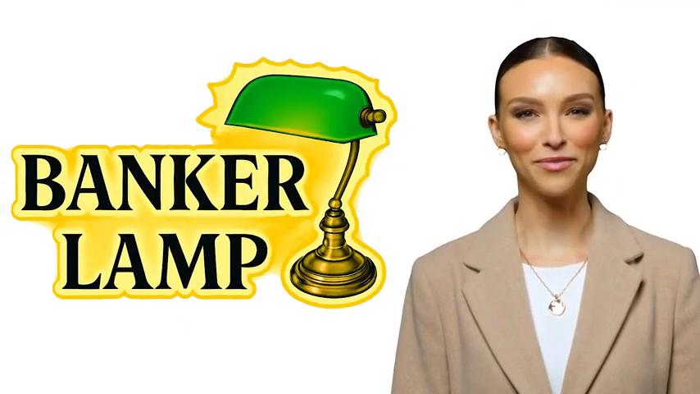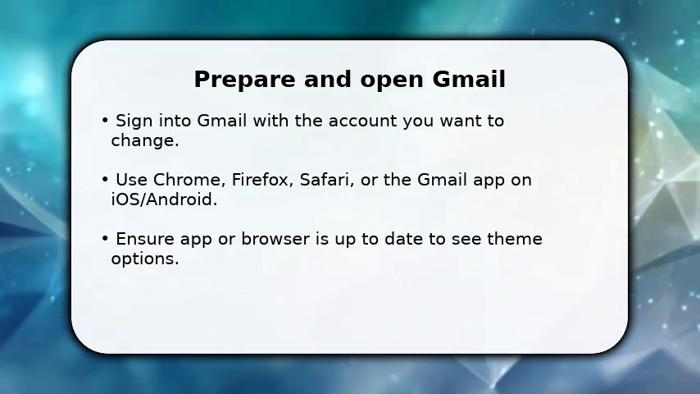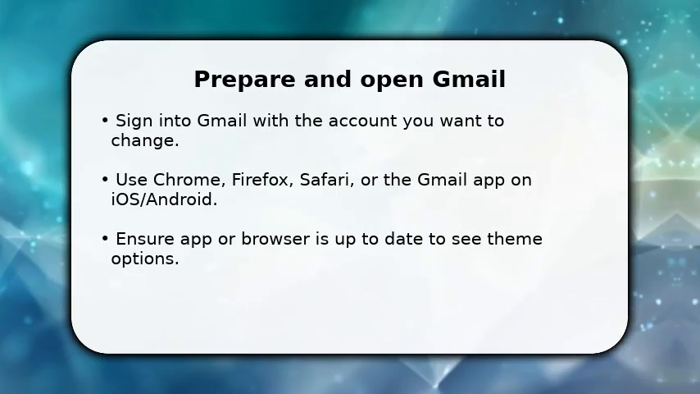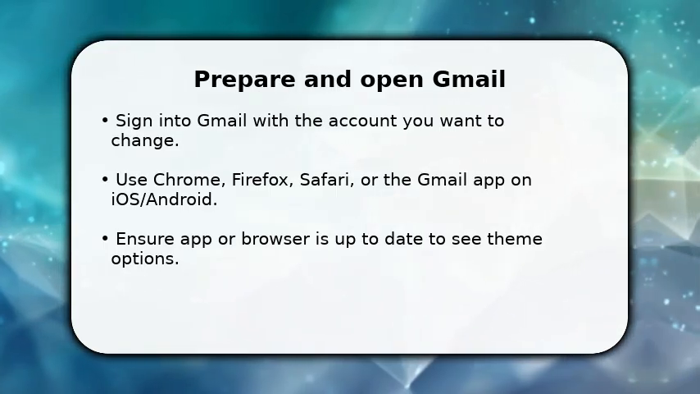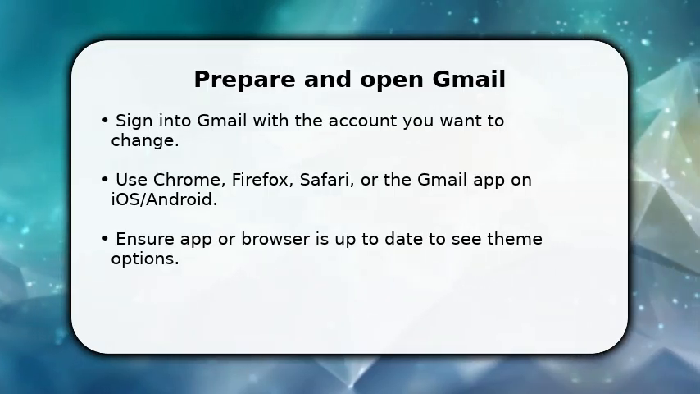Please enjoy the video. You're signed in and ready. First, open Gmail in your browser or the mobile app. On desktop, click the gear icon at top right. On mobile, tap the menu, then Settings. Once done, select the account if prompted so you change the correct inbox.